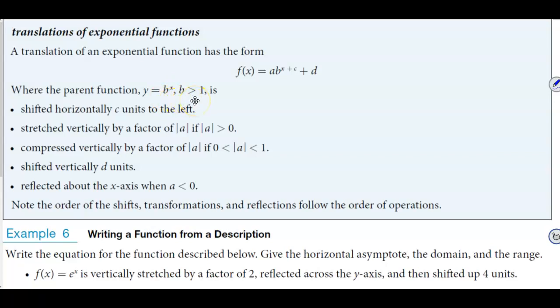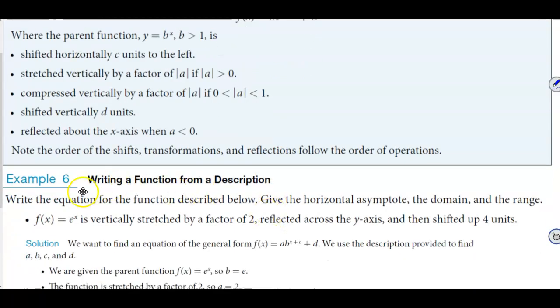and b is greater than 1, is shifted horizontally c units to the left, stretched vertically by a factor of the absolute value of a if the absolute value of a is greater than 1, compressed vertically by a factor of the absolute value of a if the absolute value of a is in between 0 and 1, and shifted vertically d units, and then reflected about the x-axis when a is less than 0. Now note that the order of the shifts, transformations, and reflections follow the order of operations.